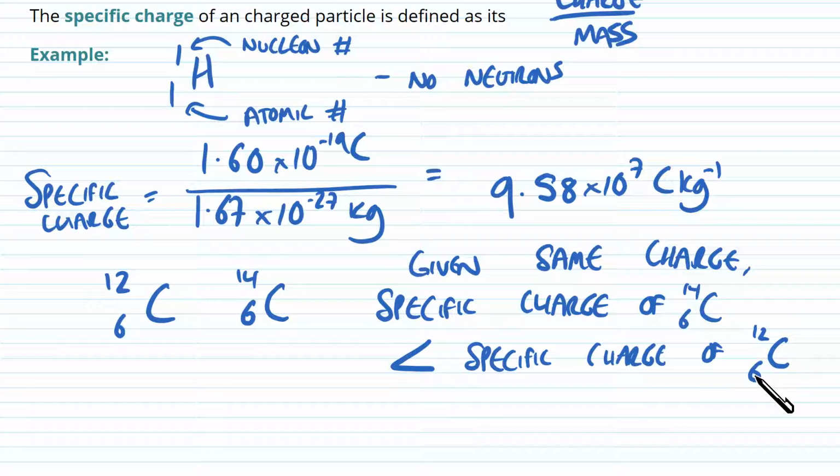So to find the specific charge of something, we simply take the total charge the particle has and divide it by its total mass. And we can find the total mass very easily just by looking at the nucleon number it has. So we could do this for an electron, we could do this for just about anything.